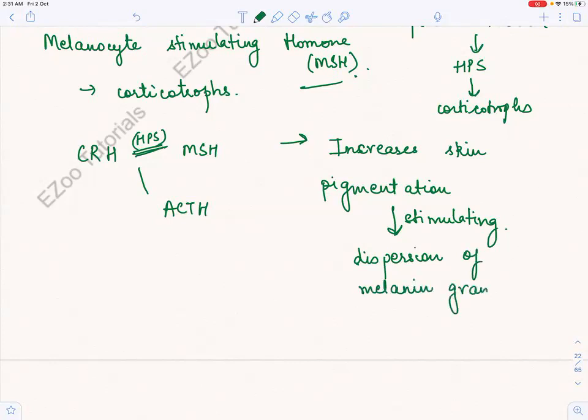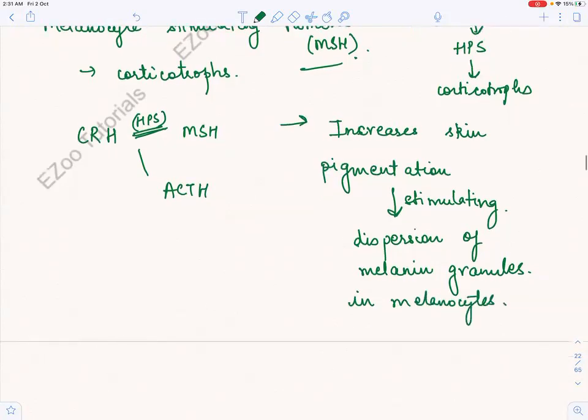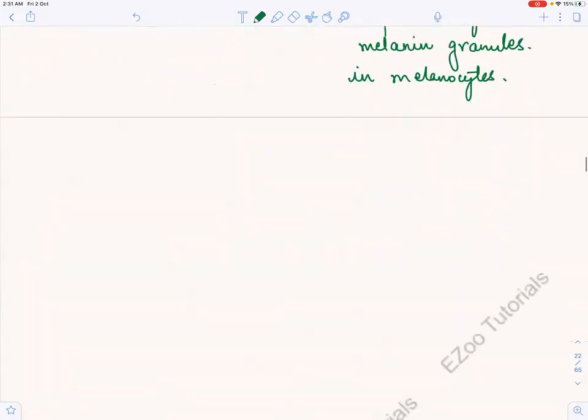right? So basically what happens, melanin increases, cells containing melanin, dispersion of melanin granules in melanocytes. So what are melanocytes? Cells in which melanin is present. Increase in skin pigmentation means basically the skin becomes dark and UV protection is reduced. So this is all about anterior pituitary hormones.